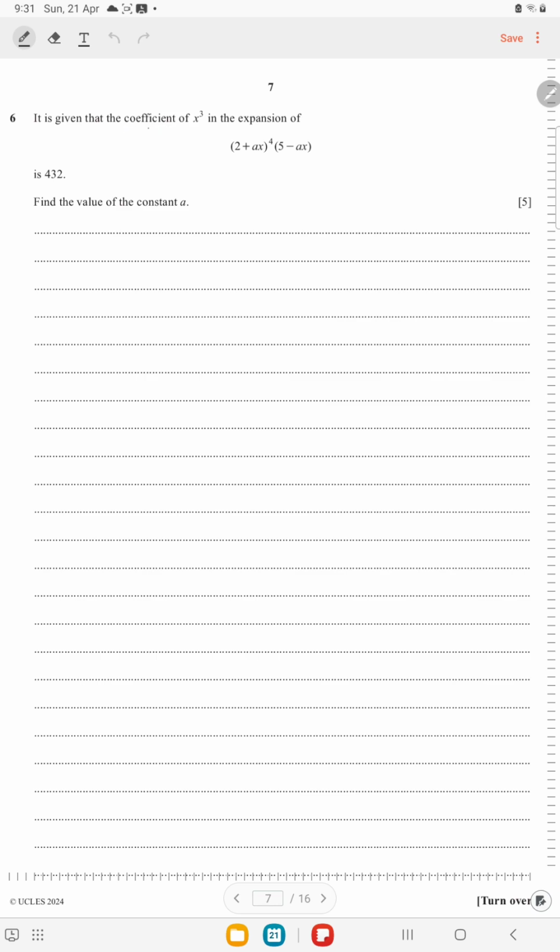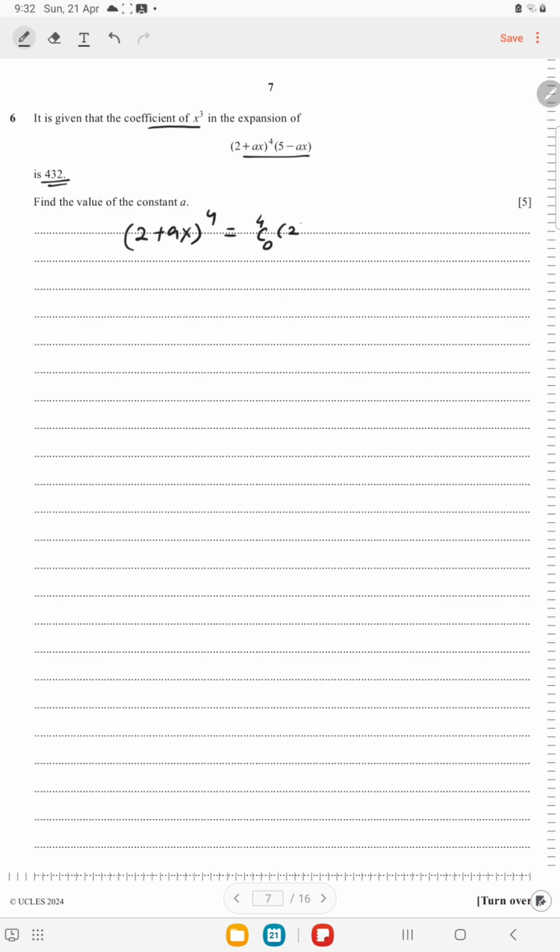It is given the coefficient of x cube in the expansion of this is this. So we have to find the coefficient of x cube for these two expansions. And here we can see the first term consists of the power, that is (2 plus ax) power 4. First we have to expand it to a certain extent, by applying the binomial expansion. You can see the formula in the MF19.